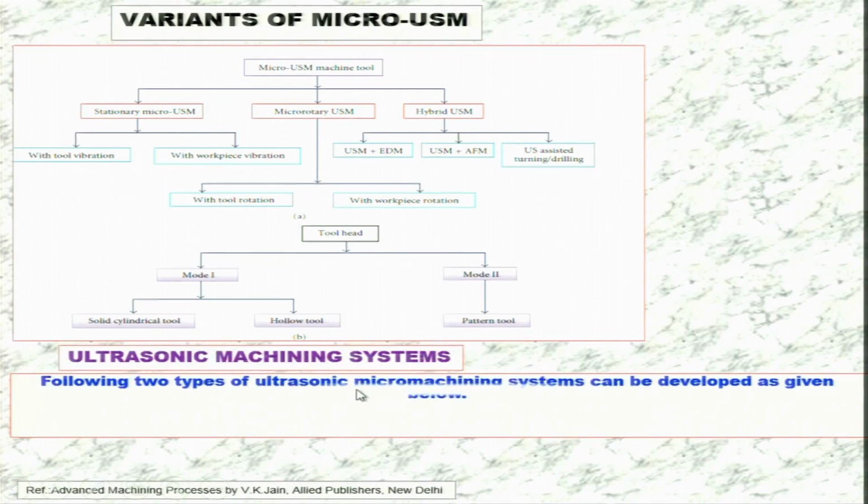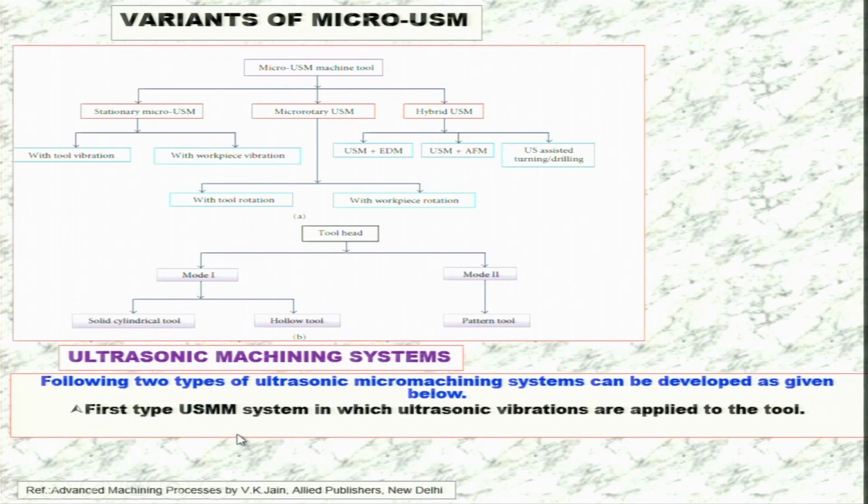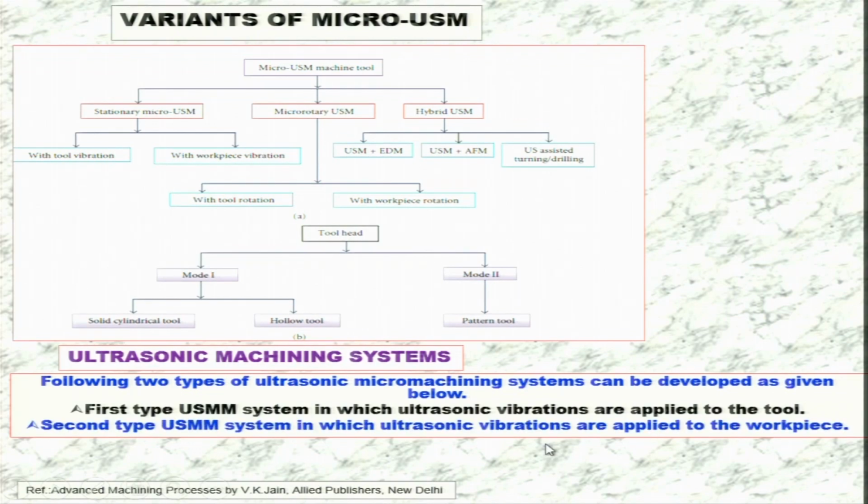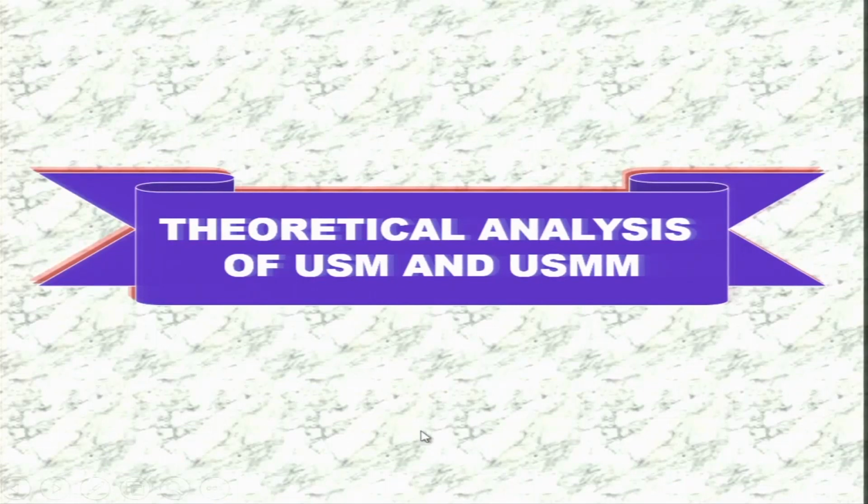Ultrasonic machining systems. The following 2 types of ultrasonic micro machining system have been developed. We have already seen the first type, ultrasonic micro machining system, in which ultrasonic vibrations are applied to the tool. In the second type, it is applied to the workpiece surface. Theoretical analysis of ultrasonic machining and ultrasonic micro machining. Here I would like to emphasize, whatever theory is applied for ultrasonic machining, that is macro machining, the same theory is applicable as of now for ultrasonic micro machining.